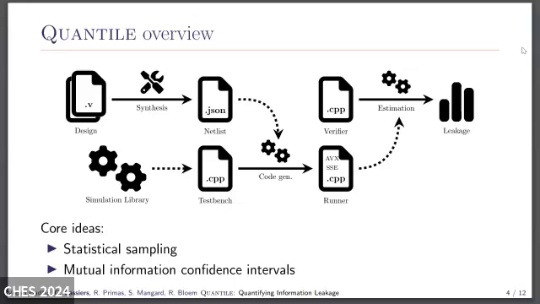So these are the two ideas. I already mentioned statistical sampling, and the metric that we care about to have the quantitative approach is the mutual information. More precisely, we have confidence intervals for the mutual information. So we can say with very strong confidence that if our confidence interval excludes 0, we know there is leakage with a very high confidence. So this gives a kind of upper and lower bound on the leakage.